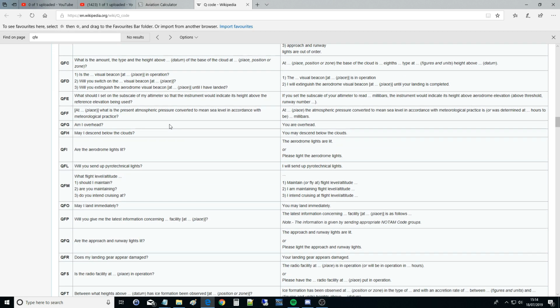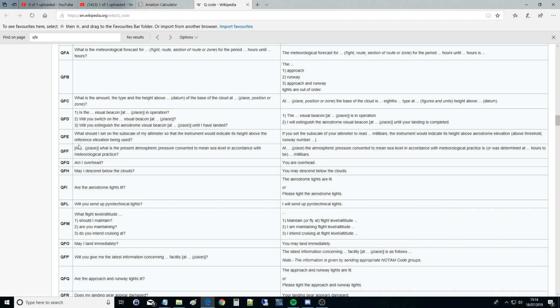So, right, here's our first one, QFE. And the original intended question is, what should I set on the subscale of my altimeter so that the instrument would indicate its height above the reference elevation being used? So if you're reading that for the first time, that's a bunch of gobbledygook, and we need to pick it apart and start understanding the different parts of the sentence.